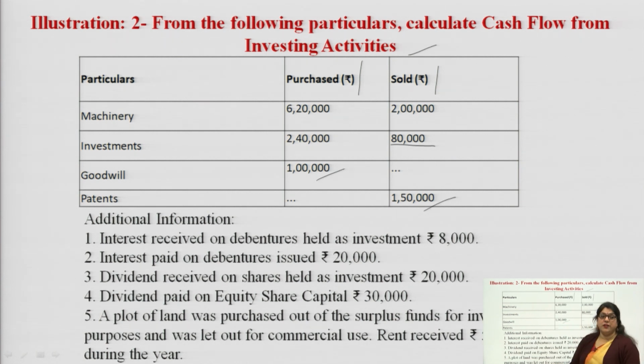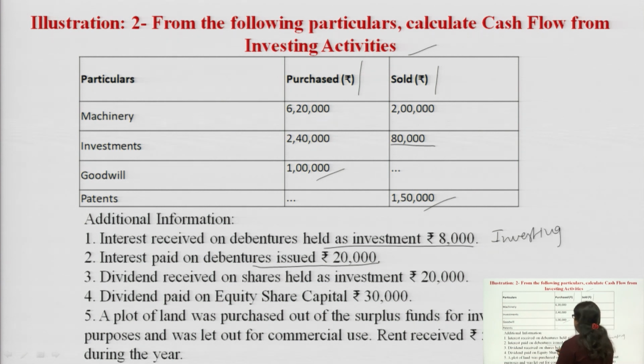There is some additional information also being given. We need to understand this also. Interest received from the debenture held as investment is 8,000 rupees. Interest received is 2,000 rupees. As we know, all these are part of the investing activity.